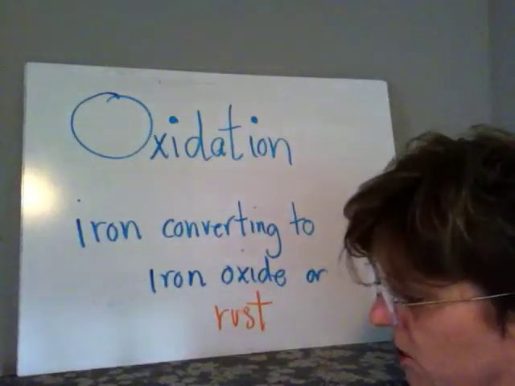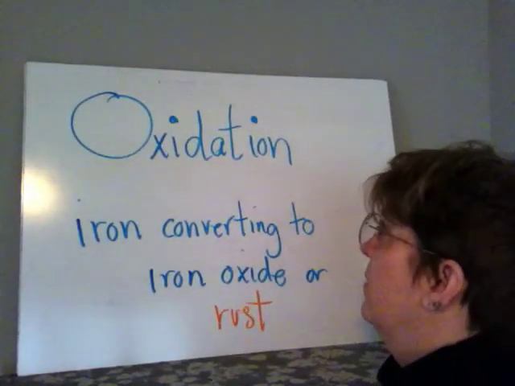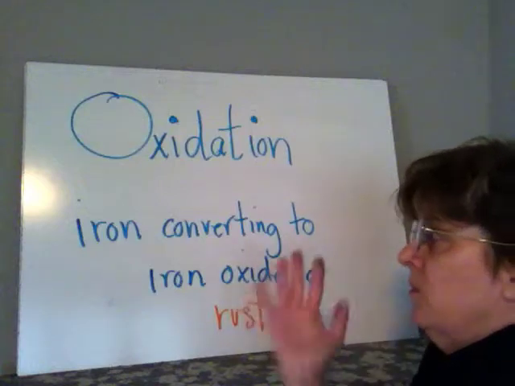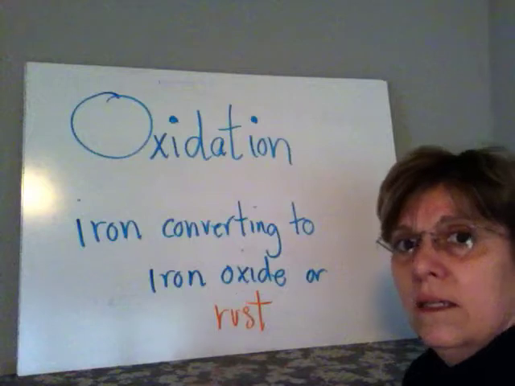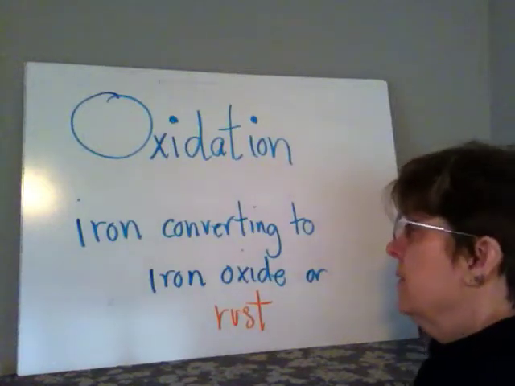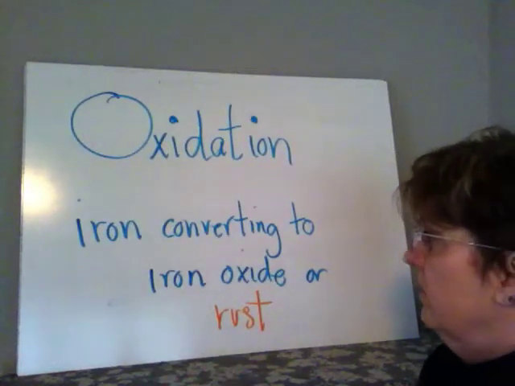Then we have oxidation, which is another process of chemical weathering. Oxygen is in our atmosphere all around us, and it easily combines with other minerals that are in our world as well. And an example of this would be iron converting to iron oxide.